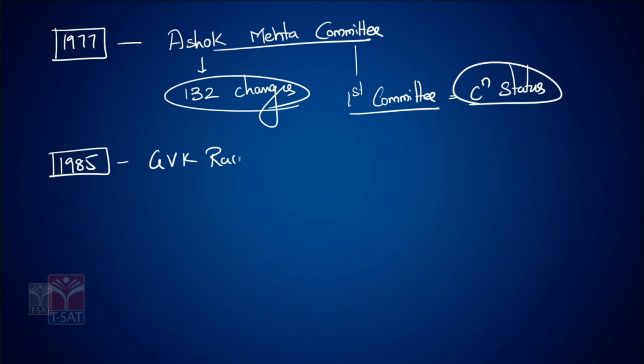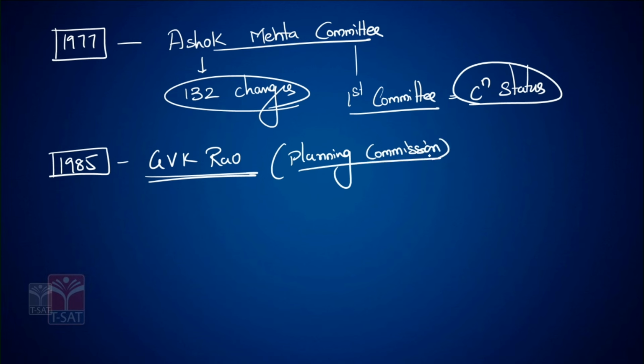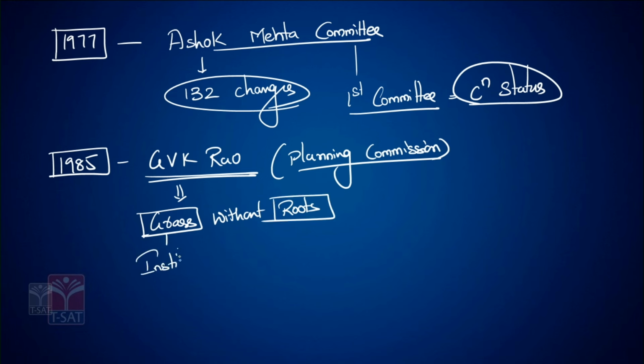Then we have something called the 1985 GVK Rao committee, by the Planning Commission to review the Panchayati Raj institutions in India. You know what GVK Rao committee said? The Panchayati Raj institutions in India are like grass without roots. What is the meaning of grass without roots? Institutions without power and authority.